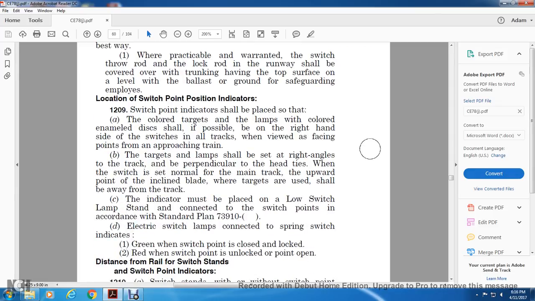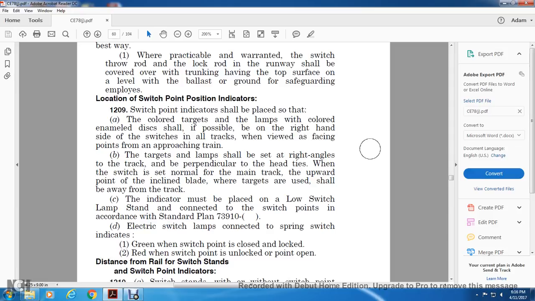Location of the switch point indicator. The switch point indicator shall be placed so that the color targets for the lamp, the colored enamel disc shall be placed, if possible, on the right hand side of the switches in all tracks, viewed as the facing point of the approaching train. The target of the lamp shall be at the right angle of the track, perpendicular with the head of the ties.